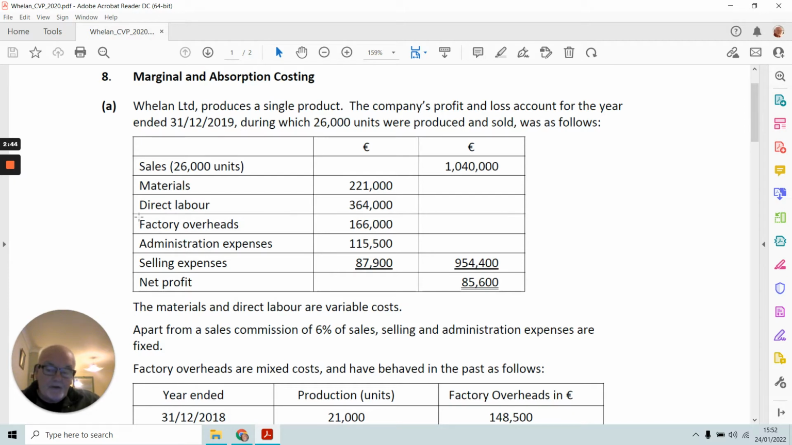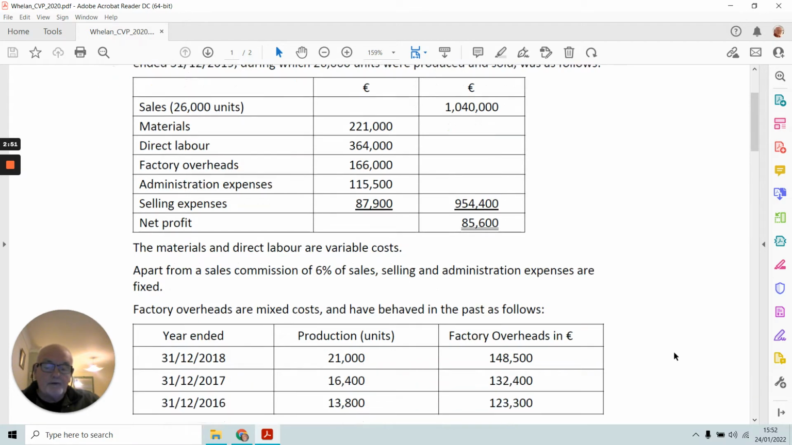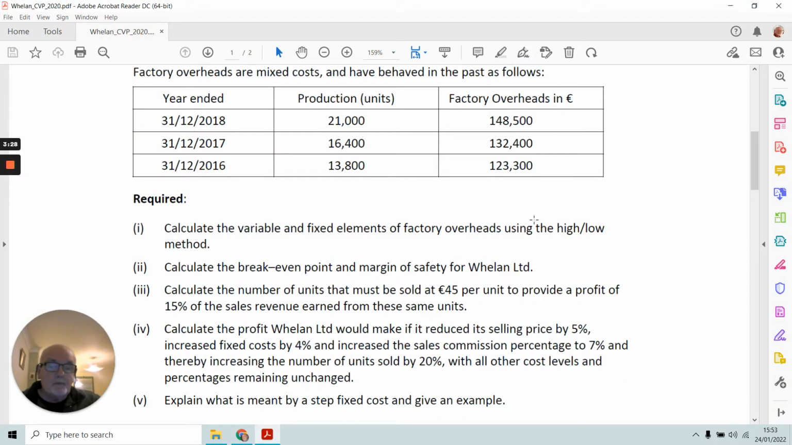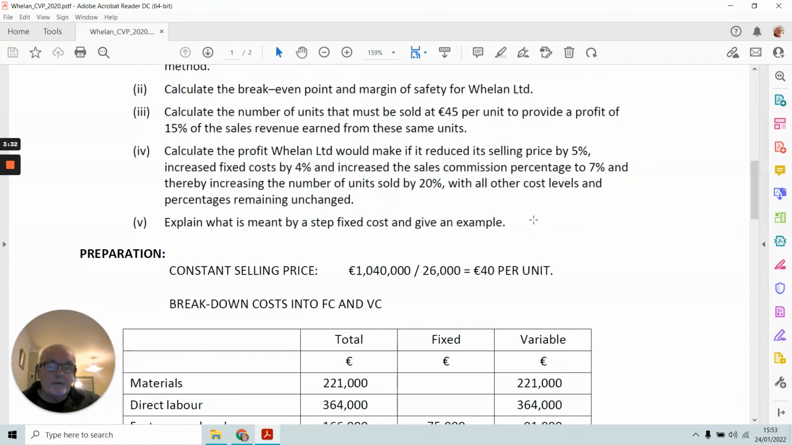And then we've got a bit of a challenge here to work out how much of the factory overheads are fixed and how much are variable. The question helps us to solve that by giving us different production levels that they've engaged in the past and what the corresponding factory overheads were. So, for example, as we move from 13,800 units all the way up to 21,000, as we go from a low level of production to a high level, our factory overheads have gone up from 123,300 up to 148,500. Let's use that information now to break down the factory overheads into their two elements.